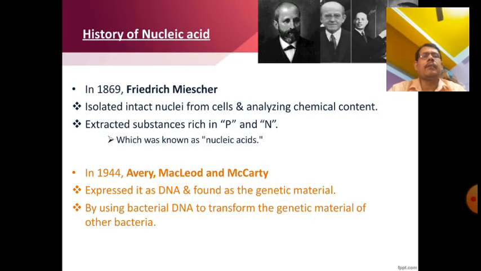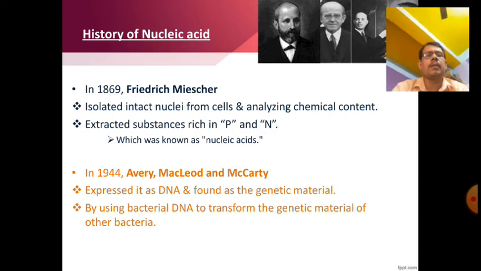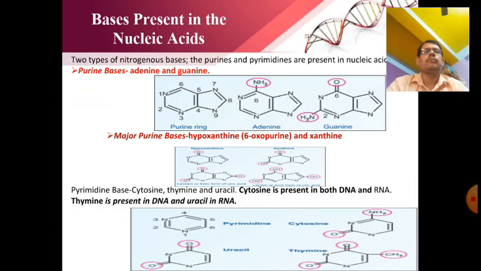A basic history: in 1869 Friedrich Miescher discovered it and isolated intact nuclei from the cell, analyzed the chemical components, and extracted substances rich in phosphate and nitrogen bases, which is known as nucleic acid. In 1944, Avery, MacLeod and McCarty showed that DNA is the genetic material, by using bacterial DNA to transform the genetic material of bacteria.